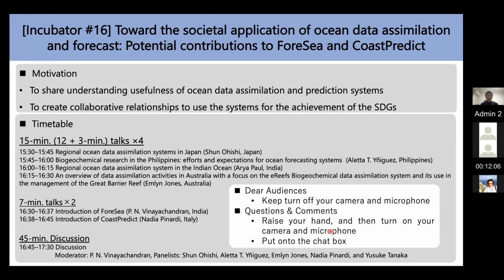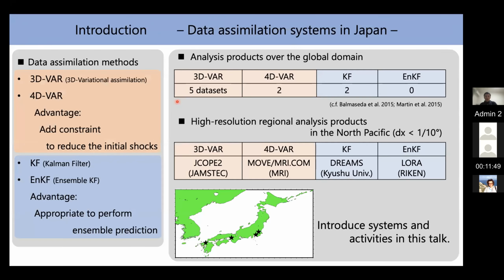Again, the motivation of this session is to share understanding of the usefulness of ocean data assimilation and prediction systems, and to create collaborative relationships to use the systems for the achievement of the SDGs. So I would like to explain what kind of methods can be used for ocean data assimilation systems. The 3D-Var and 4D-Var have the advantage of adding a constraint to reduce the initial shocks. The Kalman filter and Ensemble Kalman filter are also used for ocean data assimilation systems, and the Kalman filter has the advantage of being appropriate for performing ensemble predictions.